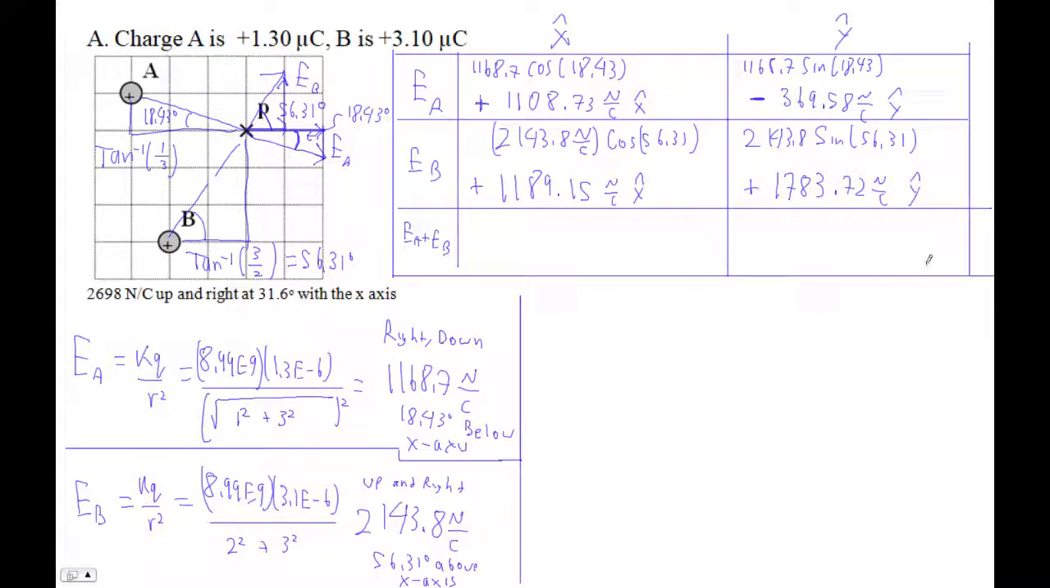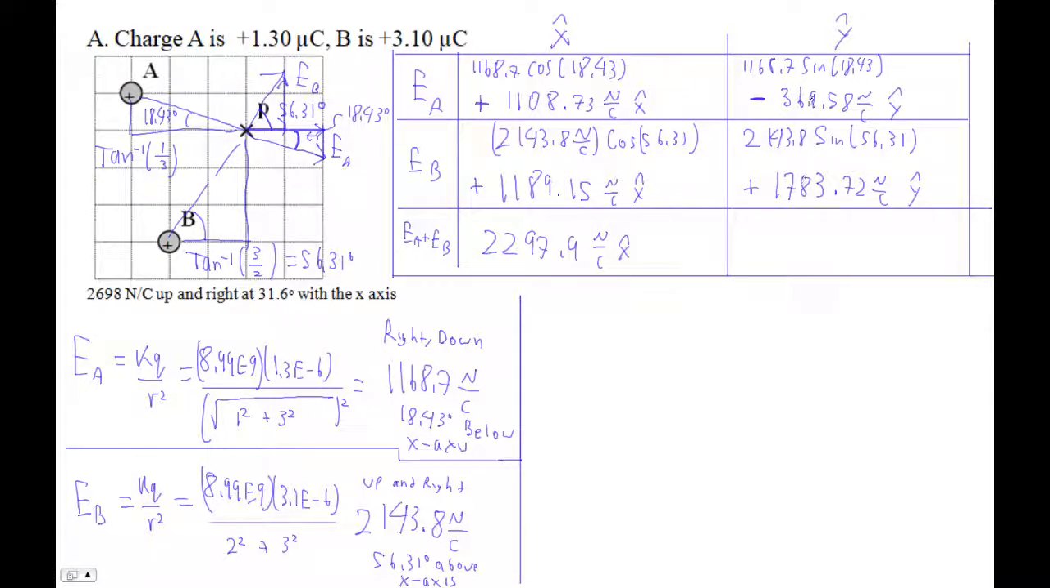Okay, now we got to make some moral decisions here. Let's see, we got to add this and this and get this, right? Okay, so let's see if I can find this. 1108, where's 1108? There it is, got it. Then I'm going to add the 1189 guy. These are all so similar. I'm getting 2297.9 newtons per coulomb in the x direction.